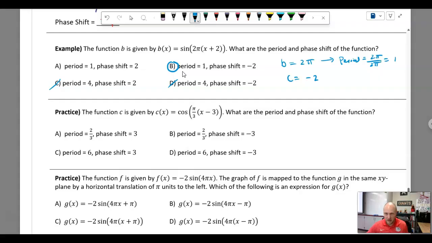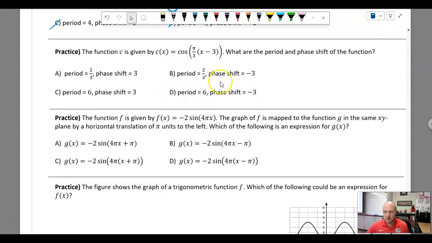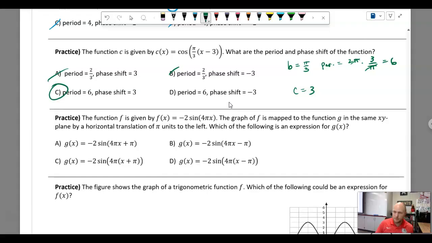Okay, so here is some practice questions. Please go ahead, pause me, and then I'll show you the solution to this practice one. All right, hopefully you paused this one. Here you have a b value, which is pi thirds. So your period is going to be equal to 2 pi times the reciprocal, which is 3 over pi. The pi's will cancel, and you should get 6. So we're going to toss out A and B, and then your phase shift is 3. We're going right 3. So you should have got C on that one.